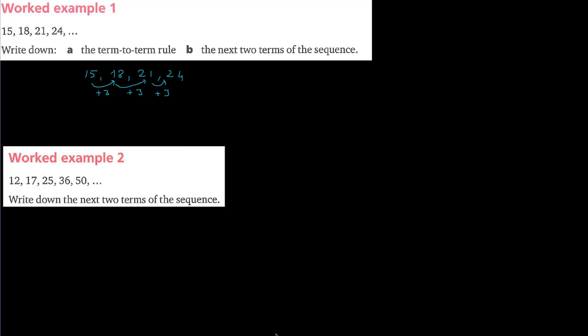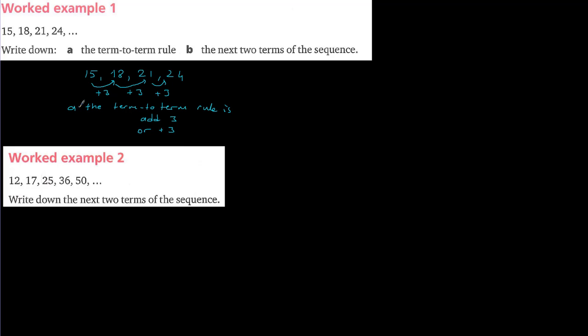Here I made a mistake. From 18 to 21, yes, you are going to increase by 3. So the term-to-term rule is add 3, or plus 3.